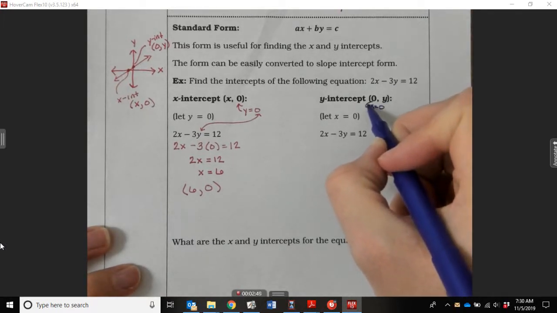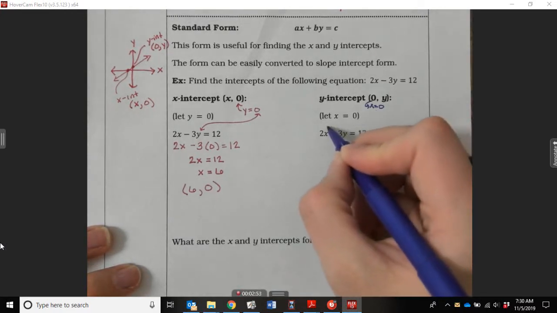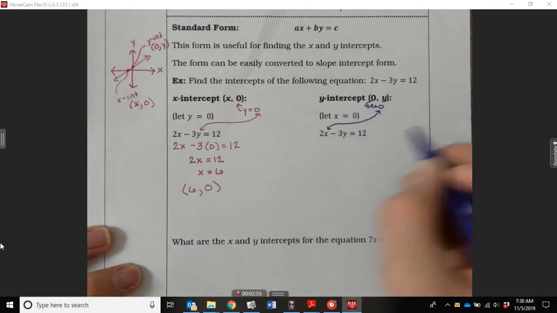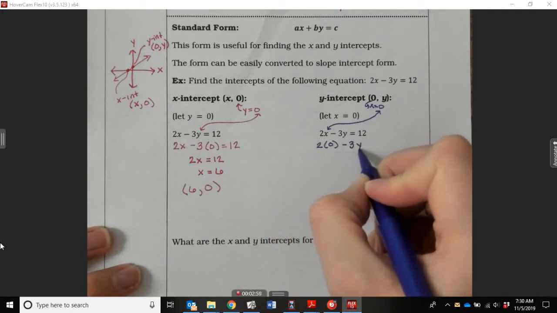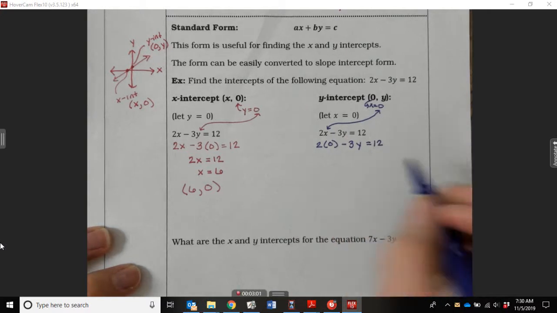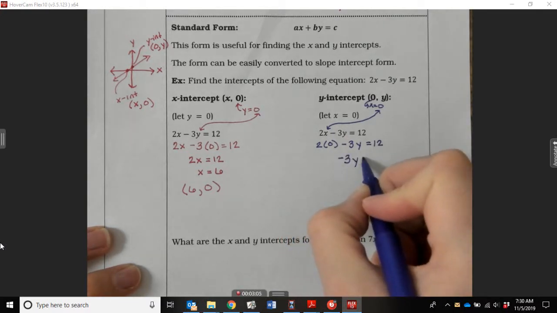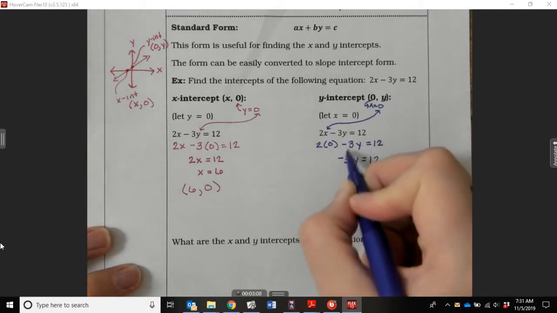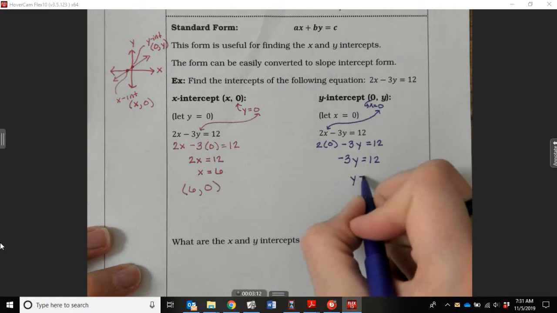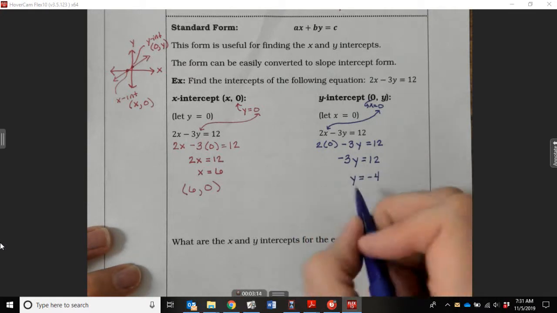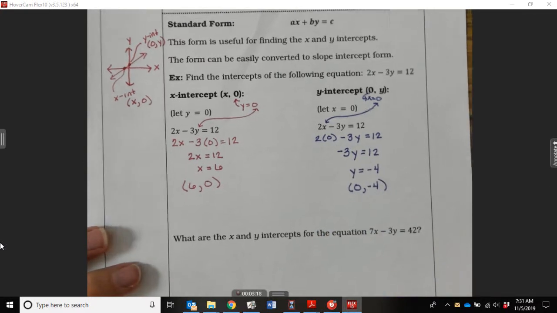Over here, if I'm looking at the y-intercept, so we know that the x value is 0. That's what this is saying, that the x value is 0. So I'm going to plug 0 in for x this time. So 2 times 0 minus 3y equals 12. 2 times 0 is 0, so I'm left with negative 3y equals 12. Watch your signs here. And then I'm going to divide both sides by negative 3, and I get negative 4. So my ordered pair is (0, -4).